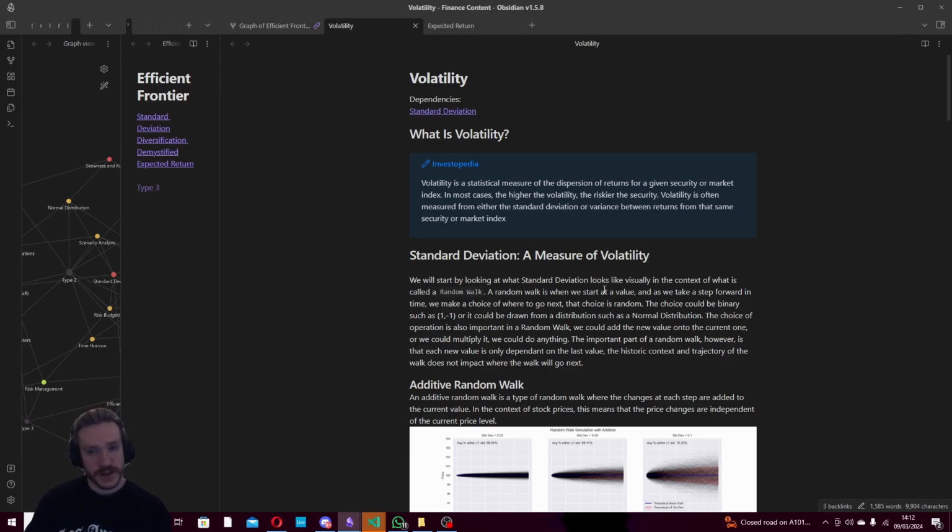And finally, this variance between returns from the same security or market index. So that means not just the variance or standard deviation of a single asset, but actually the variance between multiple assets within a portfolio. This is already hinting that volatility is linked to a future concept called covariance that we'll come on to. But for now, we're just going to tackle volatility, standard deviation, and variance.